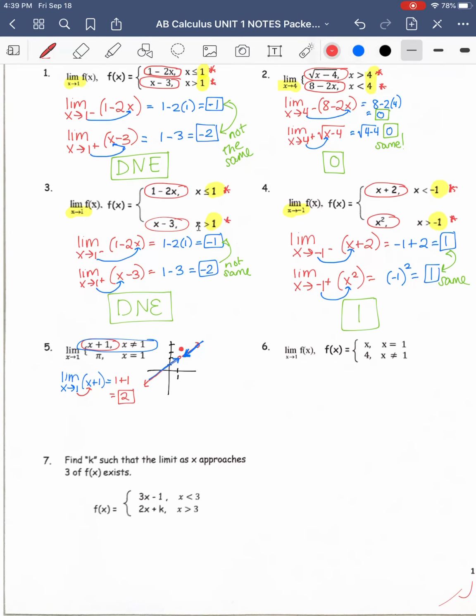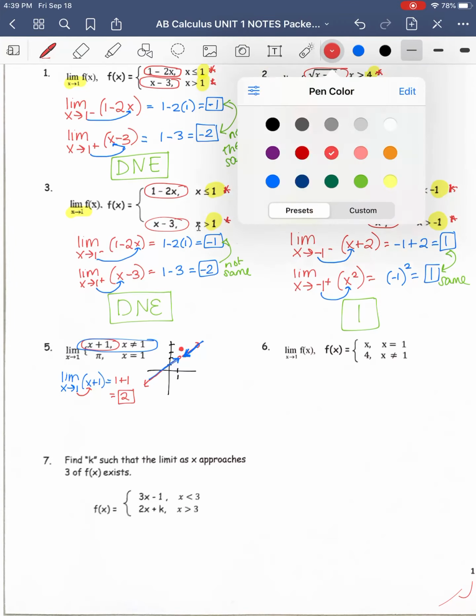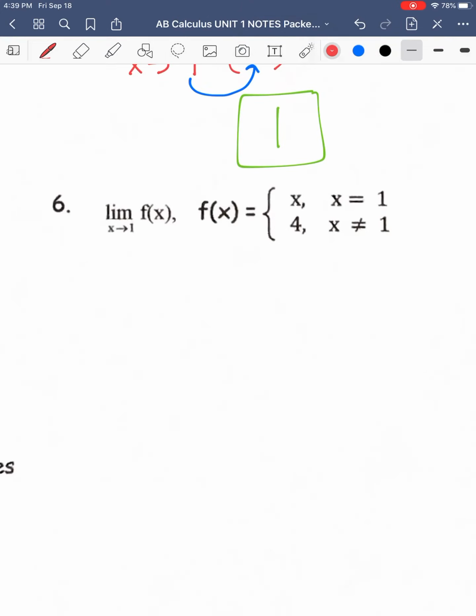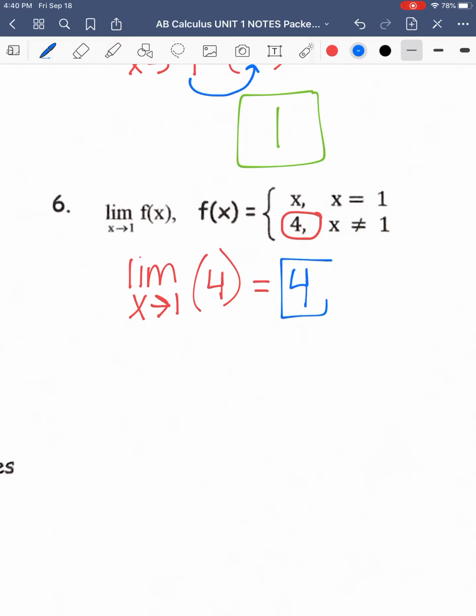Okay, number 6 is very similar to number 5. I'm not going to graph it. Number 6 says find the limit as x approaches 1. Well, I have a does not equal and an equal. I'm going to use the function next to the does not equal. So I'm finding the limit as x approaches 1 of just 4, just the number 4. Well, that's kind of weird because there's no x in there, so there's nothing to plug in 1 into. And so since there is nothing to plug 1 in, the answer is just simply 4.